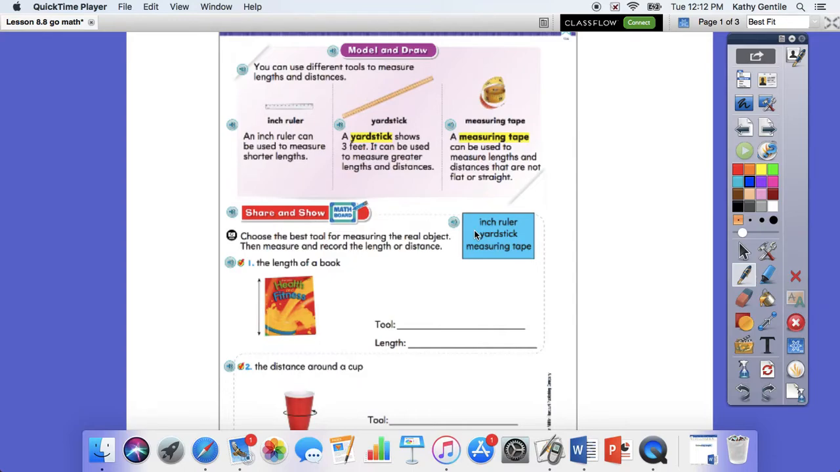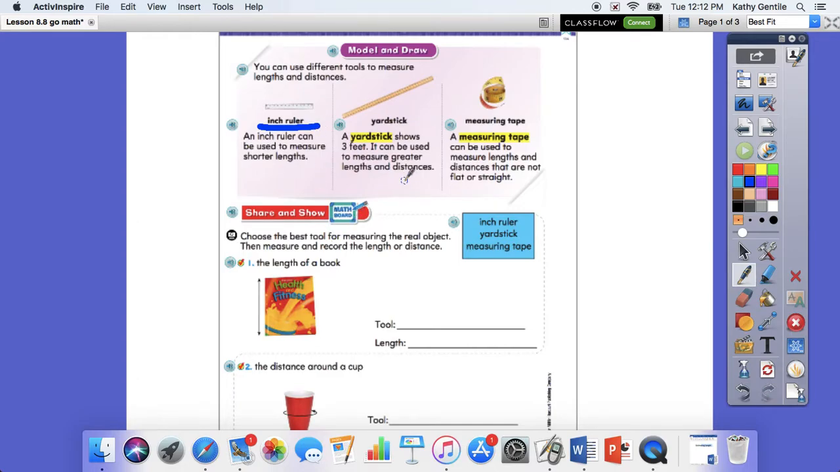We're going to review what we read yesterday in the video. Today we're going to talk a little bit more about the different tools to measure lengths and distances. The first one we talked about is an inch ruler, which can be used to measure shorter lengths. An inch ruler is something that we would keep in our desk at school.